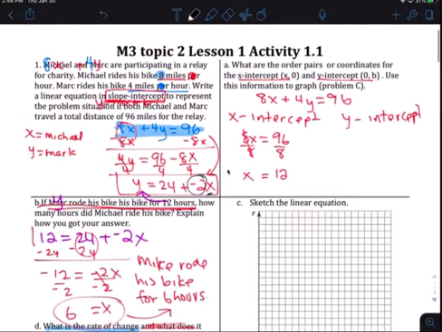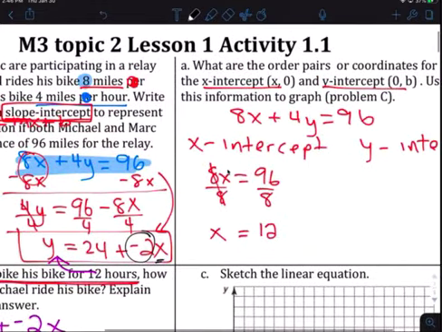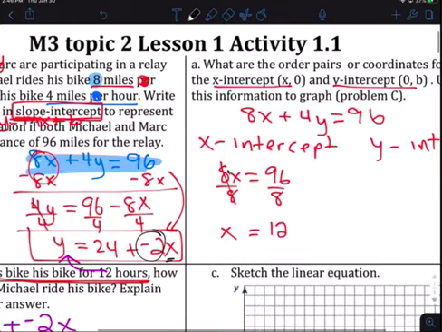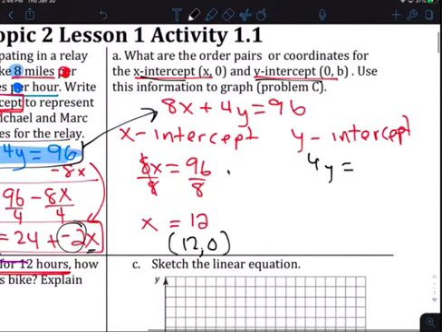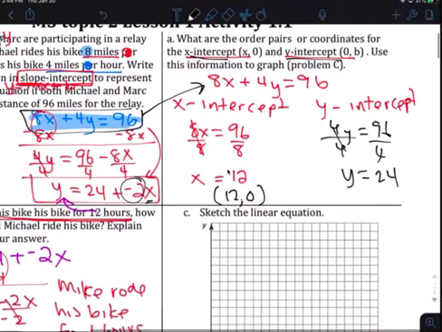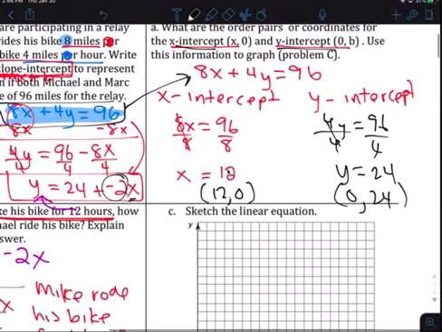Okay, and then for this one to graph, it's best to use the x and y intercept. So you use the standard form, the original equation they gave you, and solve for the x-intercept, which is 12, 0 here, right? And the y-intercept is 4y equals 96, so divide by 4, and y is 24. The y-intercept is 0, 24. Just like here. Right there is your y-intercept, and that's 0, 24, right?